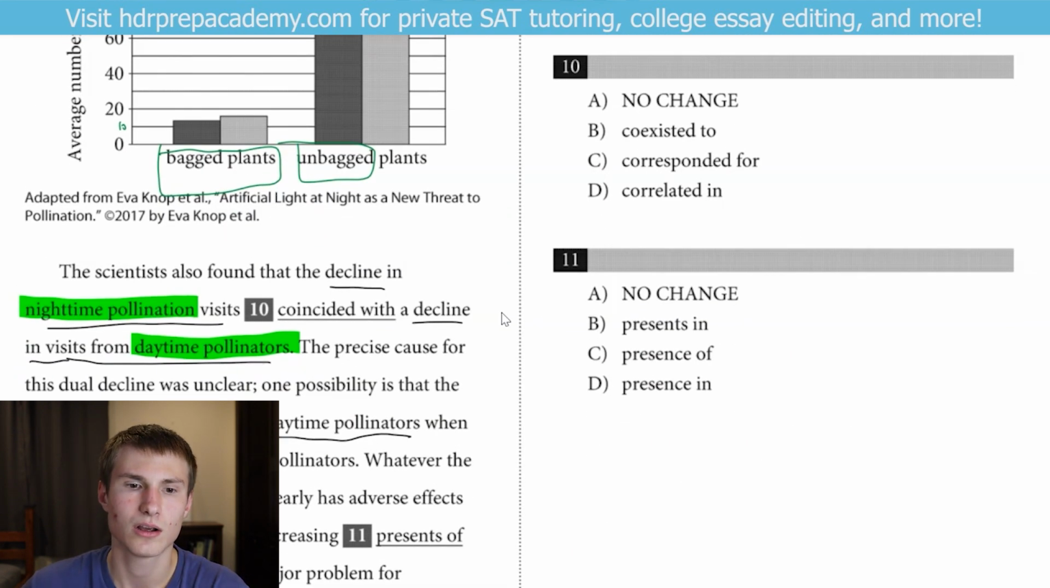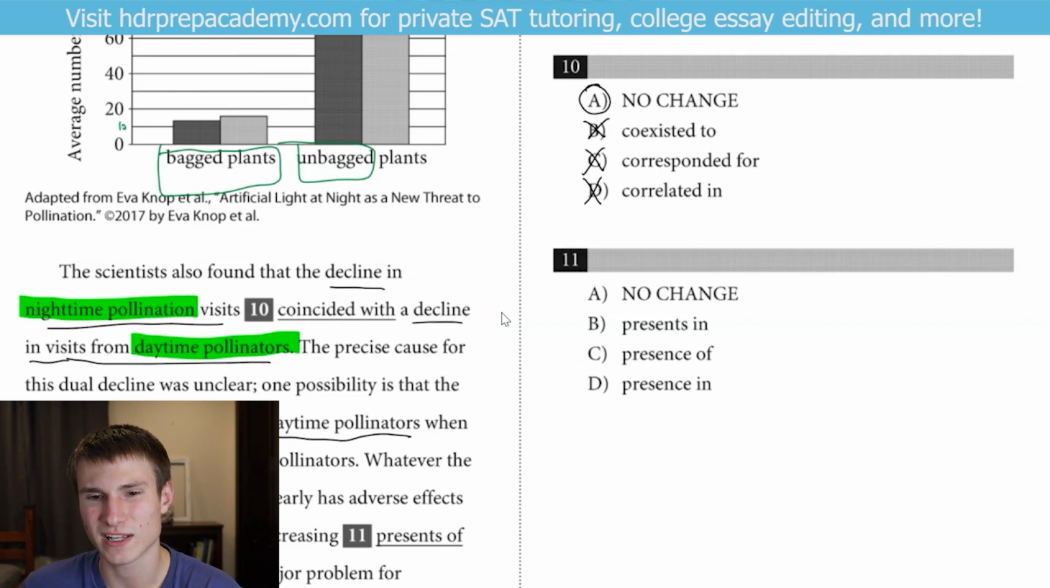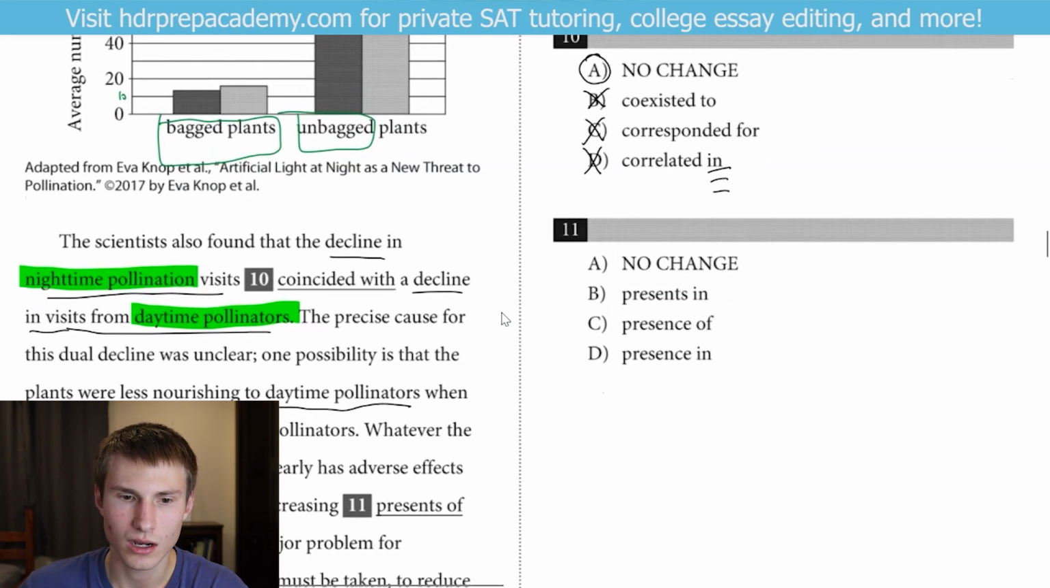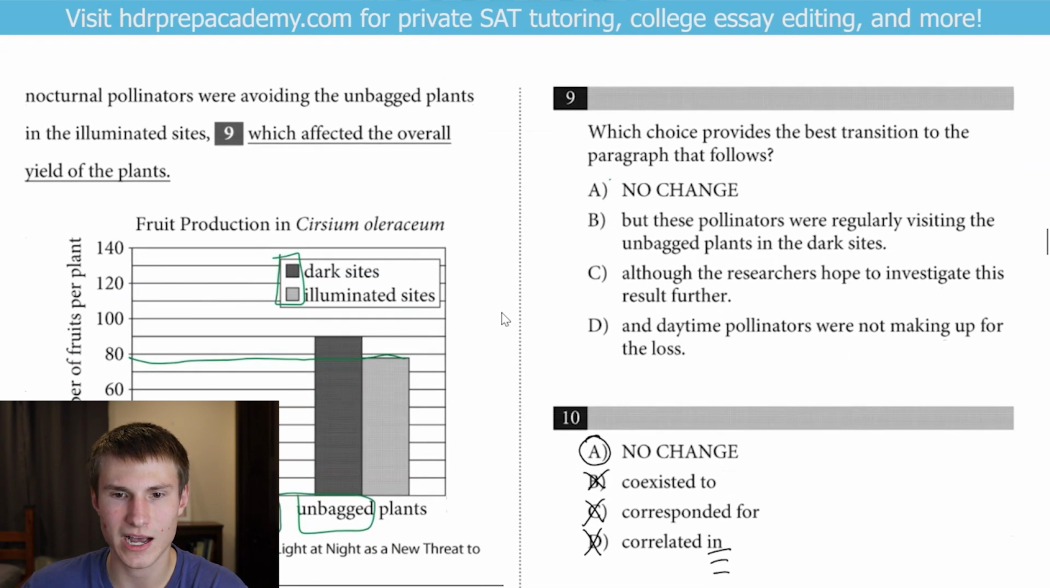Okay, so number 10, we have coincided with, right? Obviously, that will be our correct answer for all the reasons I've already explained. If we look at B, coexisted to, okay, we wouldn't say a decline in nighttime pollination visits coexisted to. That's not idiomatic. And then corresponded for, also not idiomatic. Correlated in a decline, we would also not say that. We would say correlated, potentially correlated with, but correlated in would be not idiomatic. Okay, so our answer there has to be A for number 10. All right, sorry about that, but we can also go back to number 9 here and we can answer that.